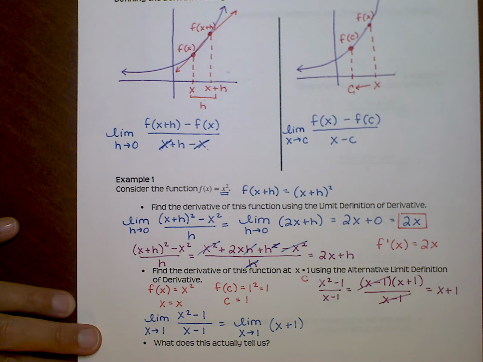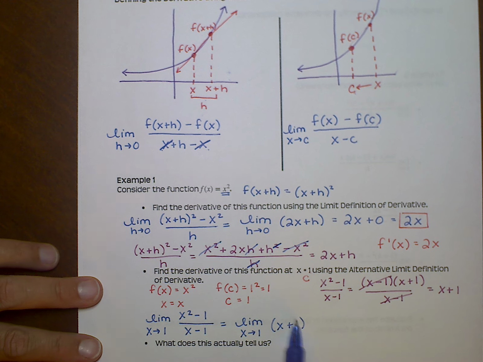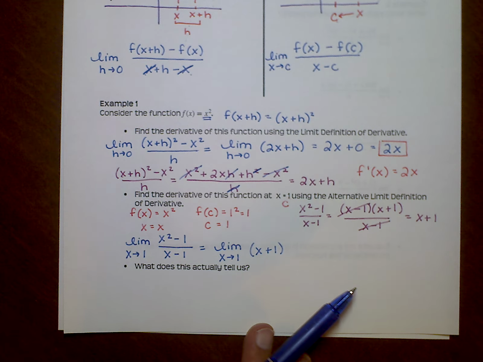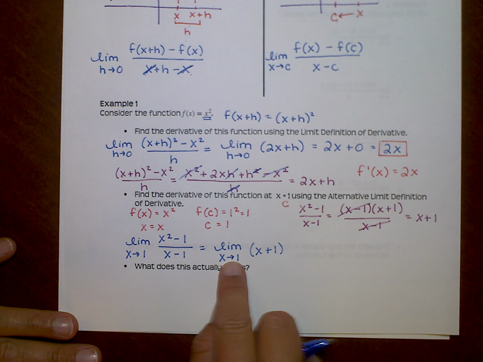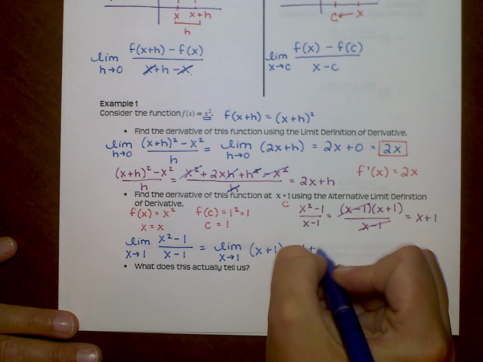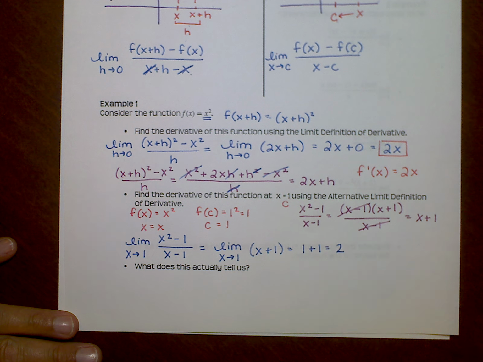And the reason I can get away with that is this really simplifies into this. These two expressions are almost equivalent except for that one tiny discontinuity. And we're ignoring that because our whole goal is to find what we are approaching as we get closer to that discontinuity. So to find this, now I can just plug in 1. So I get 1 plus 1, and my answer is 2.